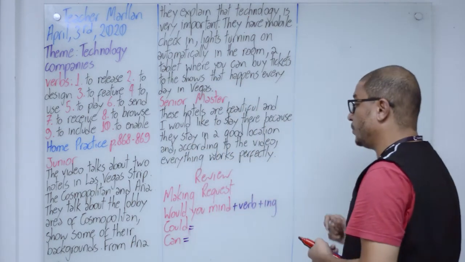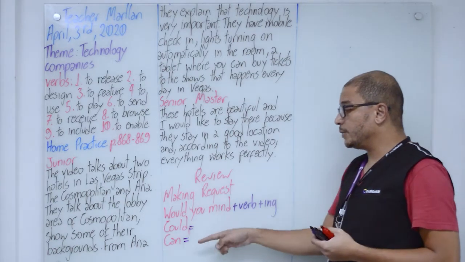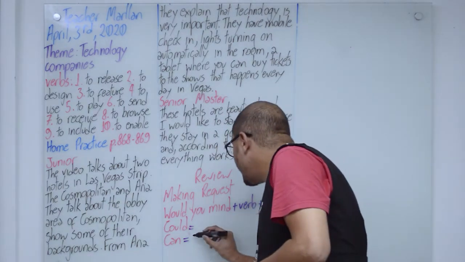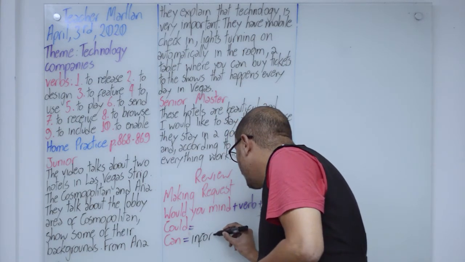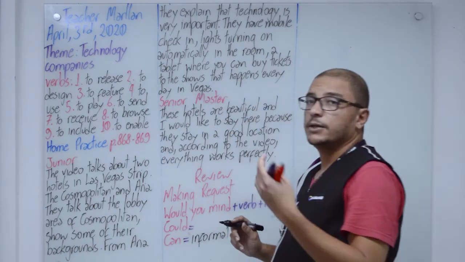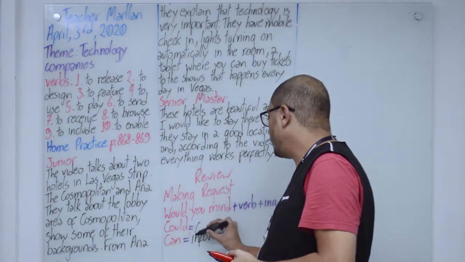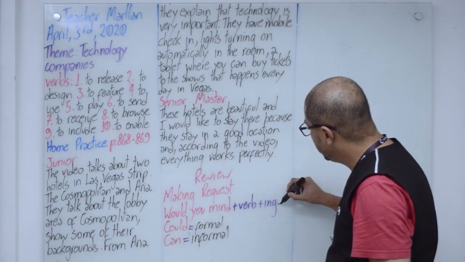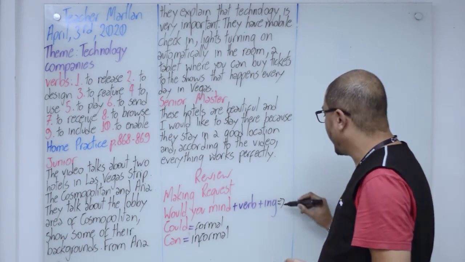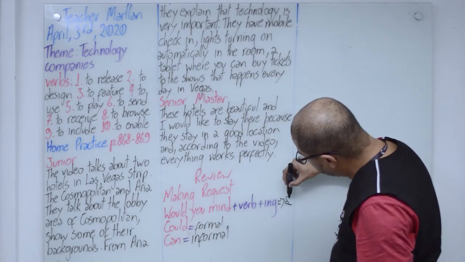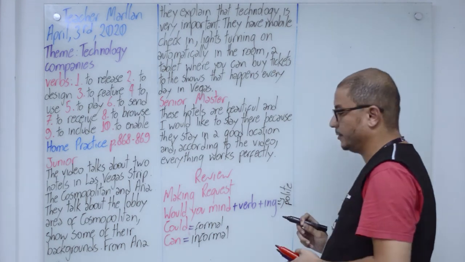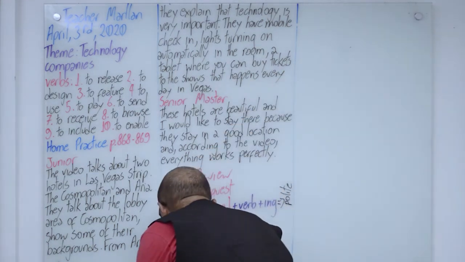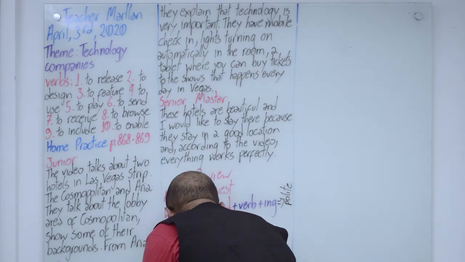What's the difference between would you mind, could, and can? Can has the idea of being informal. Okay? Could is formal. And would you mind? It is polite. Okay, I'm going to write it right here. Polite. Right? So, we have some examples according to the topic.